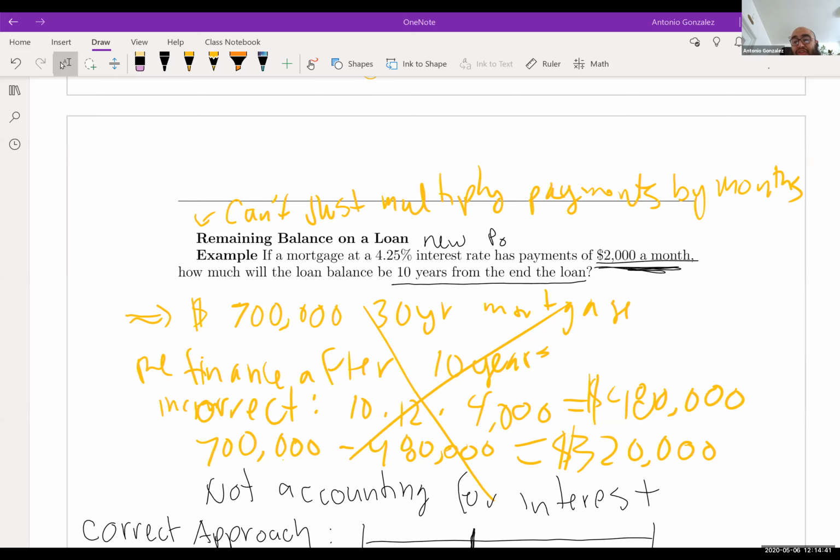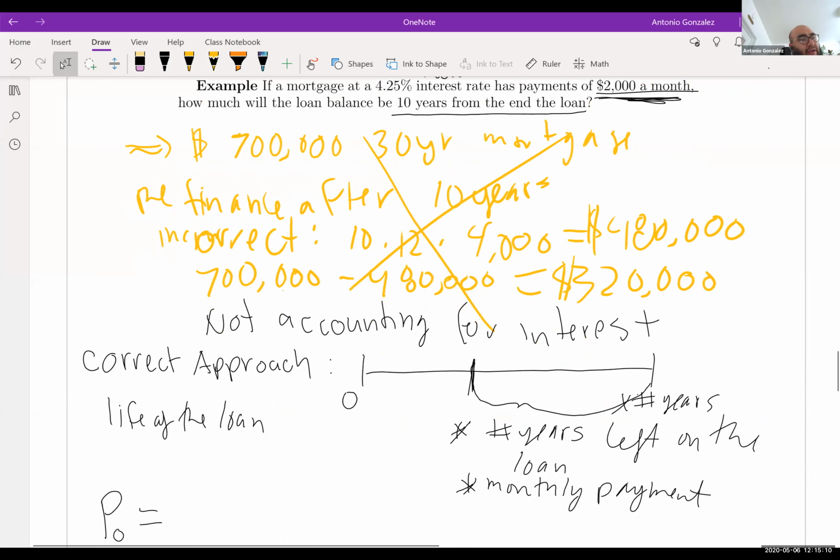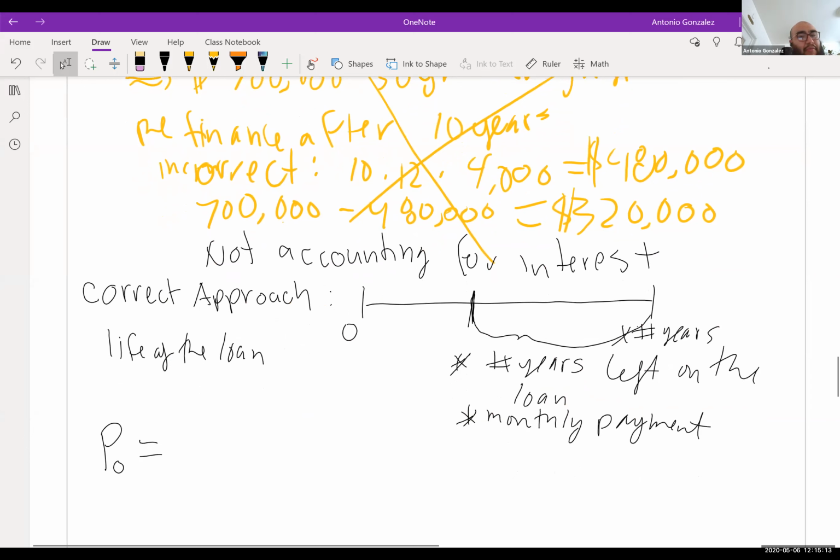Remember, if you just multiply 2,000 by 10 by 12 months in every year, that includes all the payments, including interest payments. That's too much money. I'm going to refinance, so all I'm looking for is the principal that is left when I am 10 years away from paying it off. So it's not as easy as taking 2,000 multiplied by 10 and then multiplying by 12, because that includes the interest. So be careful when you do these calculations. Don't take the easy way out. It usually involves some kind of compound interest, so you're going to have to use that compound interest formula.